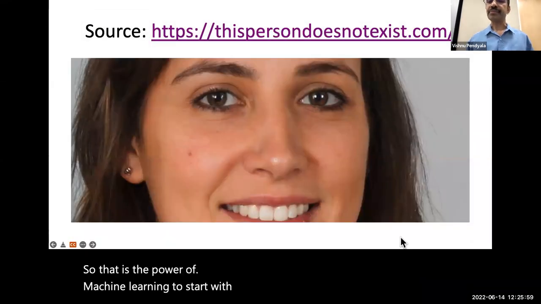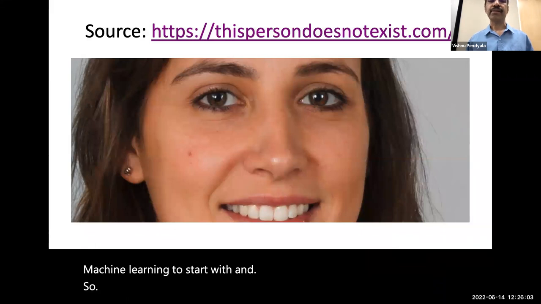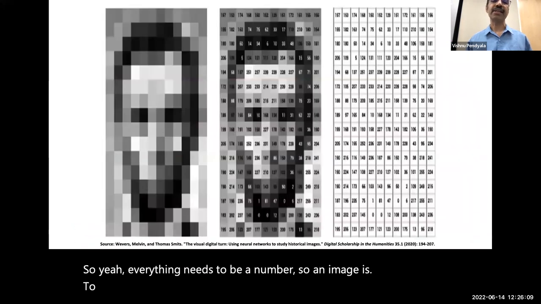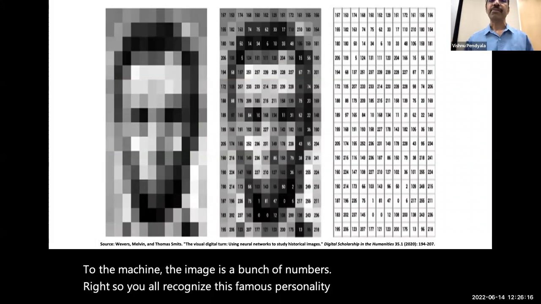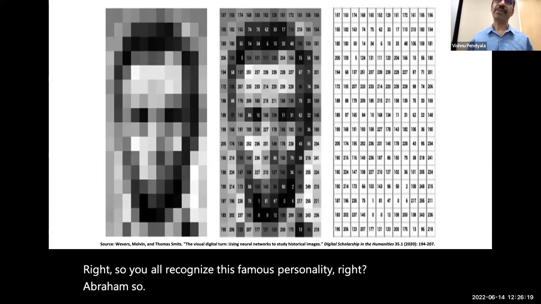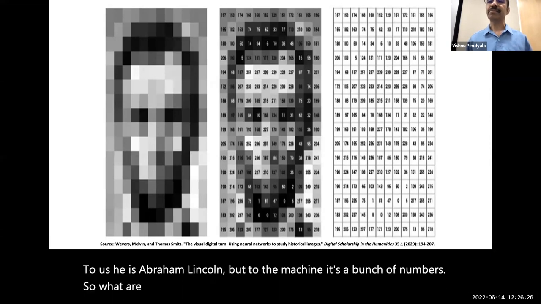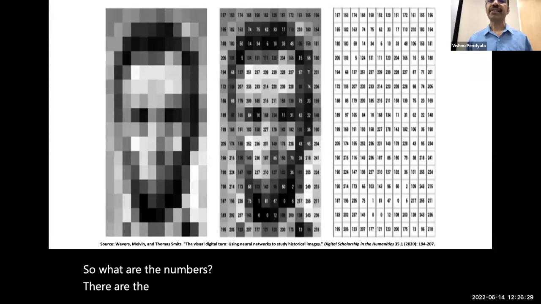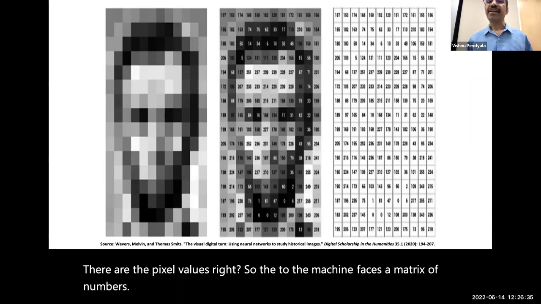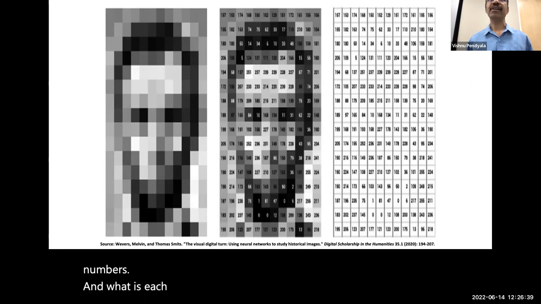And everything needs to be a number. So to the machine, an image is a bunch of numbers, right? So you all recognize this famous personality, right? Abraham Lincoln. So to us, he is Abraham Lincoln, but to the machine, it's a bunch of numbers. So what are the numbers? They are the pixel values, right? So to the machine, a face is a matrix of numbers. And what is each row of a matrix called? It's a vector, right? It's a row vector, basically.